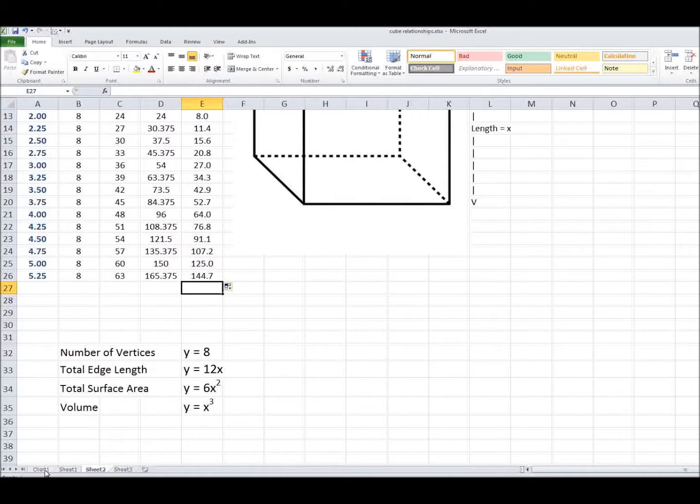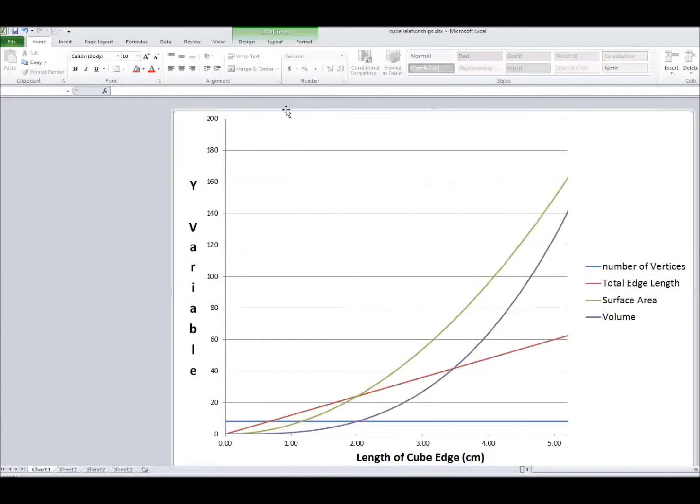And we can make a graph of this, and this is the graph, the y variable. The number of vertices is 8, no matter how large the cube length is. The total edge length is a linear function of the edge length. The surface area is a quadratic relationship, and the volume is a cubic relationship.